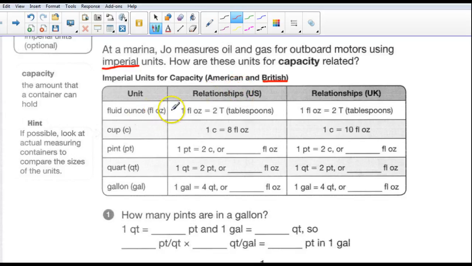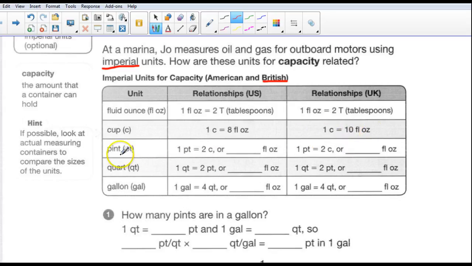So, a fluid ounce. What is a fluid ounce? Well, that's equivalent to 2 tablespoons. You've probably all baked before, and you know what a tablespoon is. So 1 ounce is equivalent to 2 tablespoons, and in the British system, it's also the same, 2 tablespoons. But here's where it starts to differ. 1 cup is 8 fluid ounces, whereas in the British system, 1 cup is 10 fluid ounces.